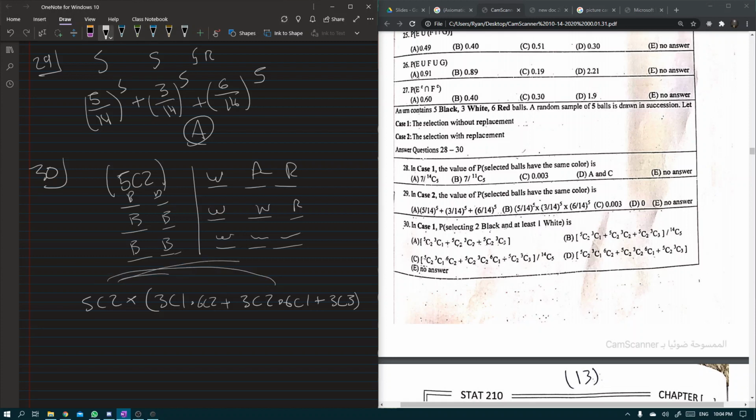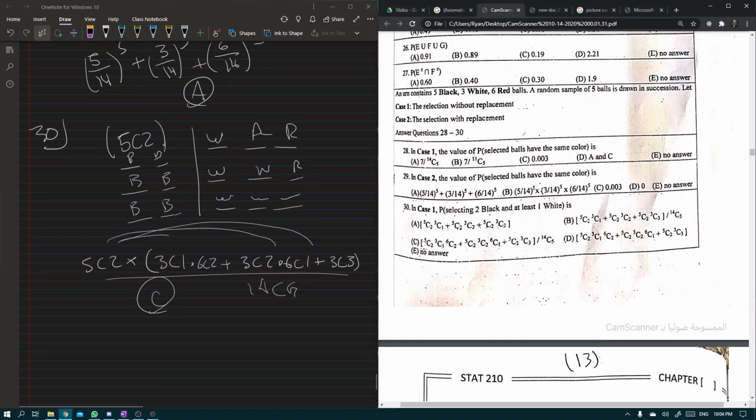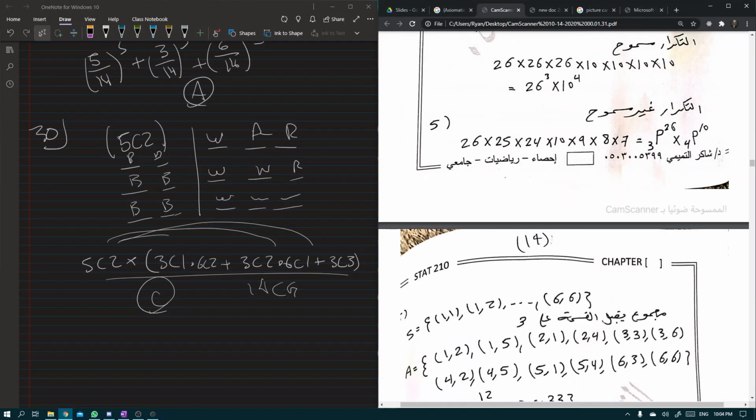Remember the probability, so C. I didn't notice it was probability. So either B or C. So C, let's see. Yeah, that number divided by 14C5. C.